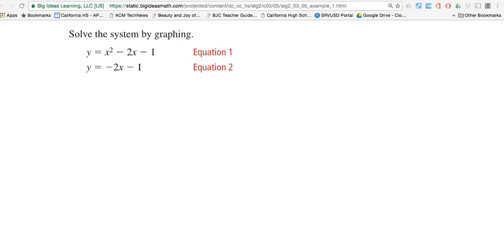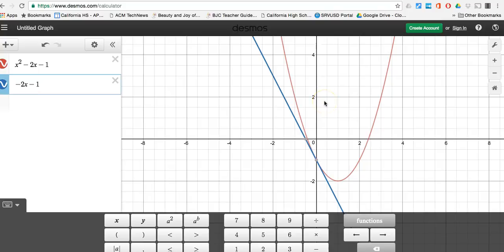Now I'm going to pull up Desmos real quick. When we look at this graph, this is our parabola, x squared minus 2x minus 1, and our linear is -2x minus 1. What you'll see is that the graphs appear to cross at (0, -1). So that point at which they cross is going to be your solution to this system. Again, remember, x equals 0 and y equals -1.